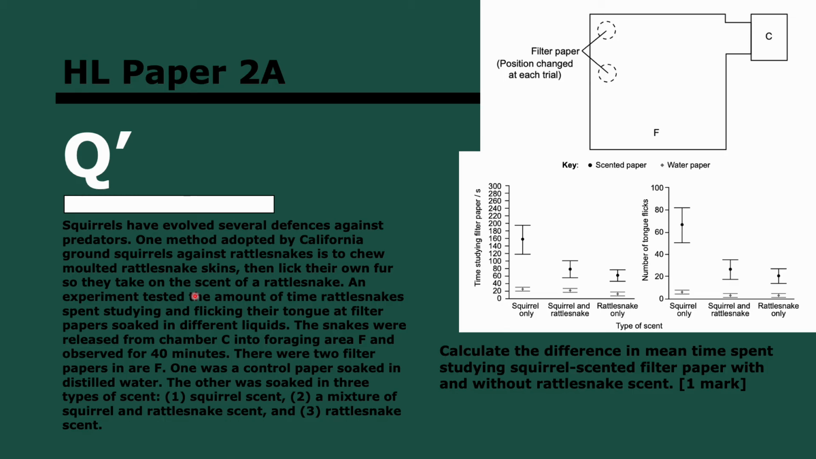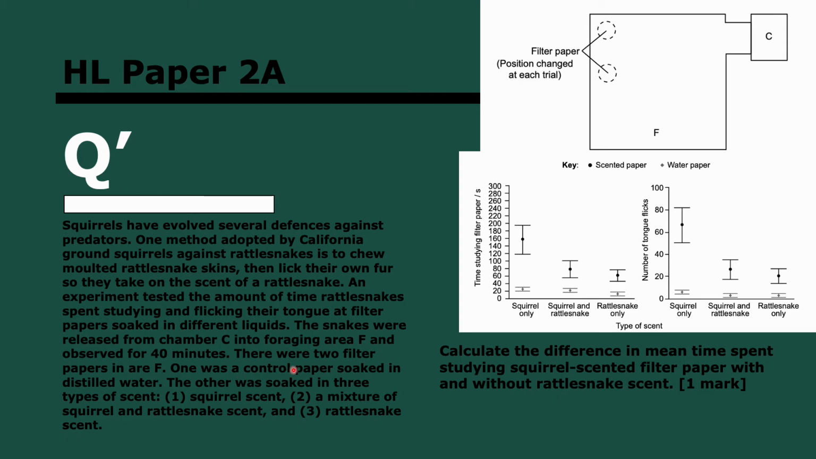All right, so I know this is super long, but we're going to read through it slowly. So squirrels have evolved several defenses against predators. One method adopted by California ground squirrels against rattlesnakes is to chew molted rattlesnake skins, then lick their own fur so they take on the scent of a rattlesnake. Okay. An experiment tested the amount of time rattlesnakes spent studying and flicking their tongues at filter paper soaked in different liquids. The snakes were released from chamber C into foraging area F and observed for 40 minutes. There were 2 filter papers in area F.